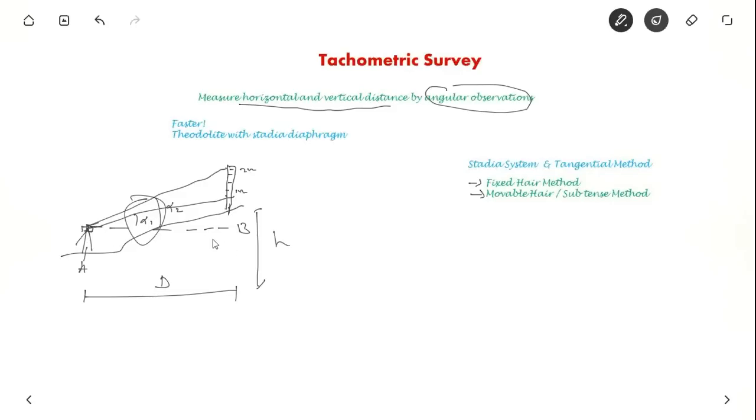Some particular things which you have to know are, when you keep the instrument here, this is called line of sight, or it is also known as line of collimation. These are some terms which you have to know, and also this method is faster than chain surveying, etc. Now let us first see the fixed hair method. What is fixed hair method?